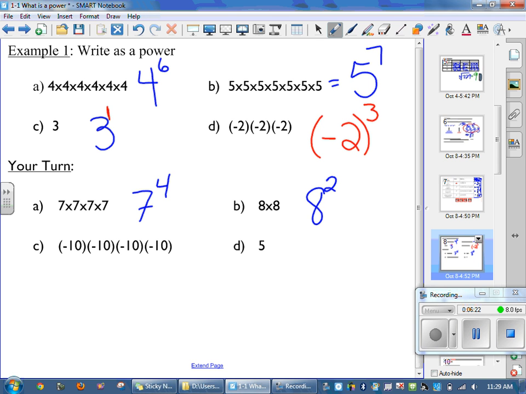We say squared or 2nd power. Okay, what would this guy be? -10 exponent how big? Good, to the 4th power. And the last one, letter D. How big is letter D? 5 to the 1st power. Good. All right. Let's take a look at the next section.